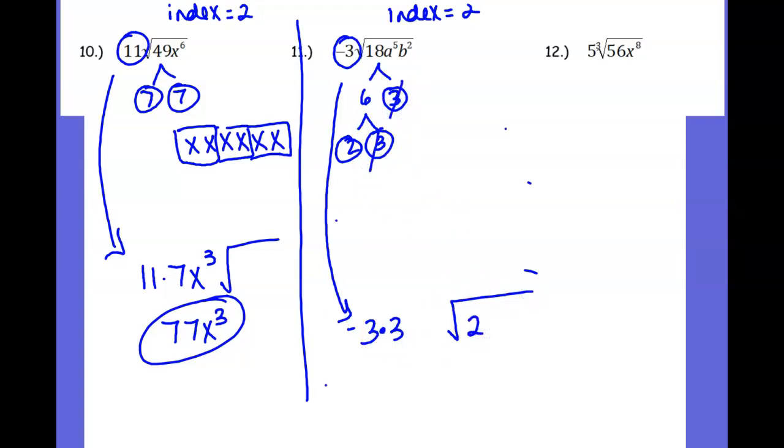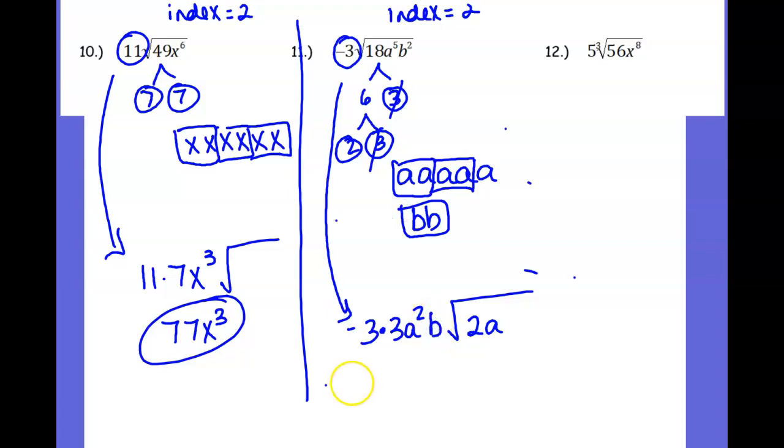Now our variables, okay, a to the 5th. So we've got 5 a's. We're grouping them in groups of 2. There's 2 of them, so a is going to be the second power, and what's left over is just an a. And then our b's, we have 2 b's, so that's just going to be 1 b on the outside. So our final answer here would be negative 9 a squared b radical 2a.